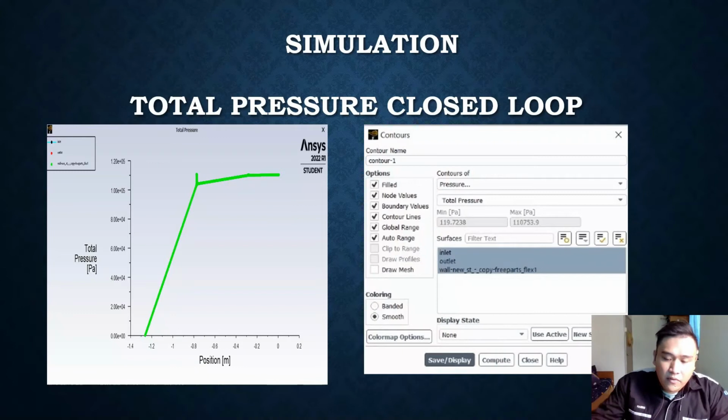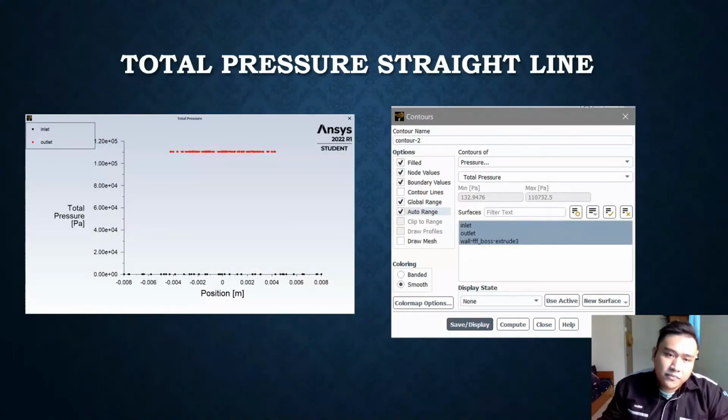Okay, and for the next slide, the total pressure in straight line. Our team gets a max pressure of 10732.5, as you can see here. Meanwhile, the minimum pressure is 132.6476. On the left side of the graph, you can see that due to the straight line, the pressure is the same for each point.